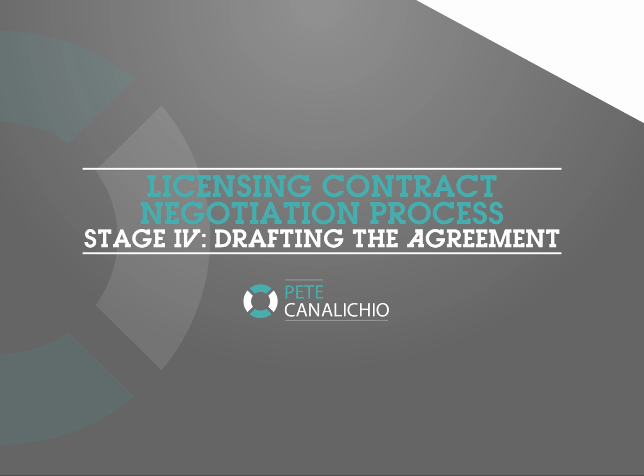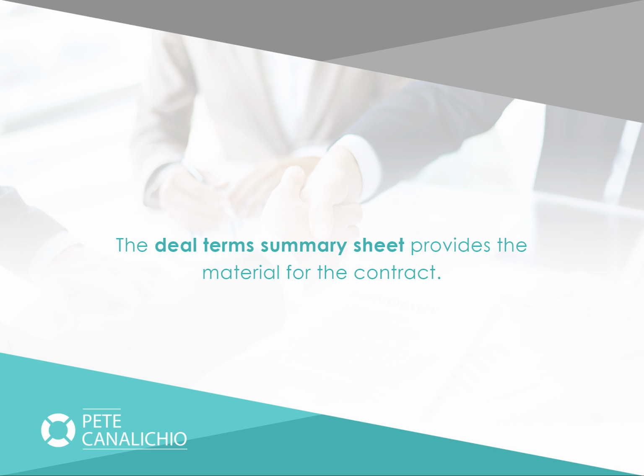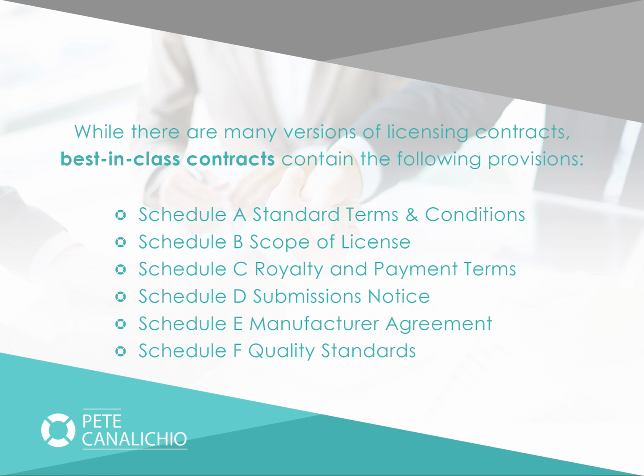Stage 4. Drafting the Agreement. Once senior management have given the deal the green light, and the deal terms have been agreed upon and signed off between the licensee and the licensor, the licensor asks their legal counsel to draft the contract. The deal terms summary sheet provides the material for the contract. While there are many versions of licensing contracts, best-in-class contracts contain the following provisions.